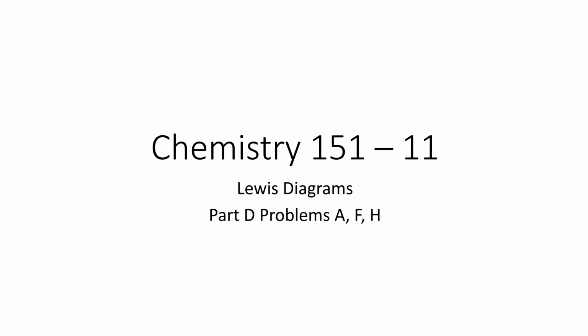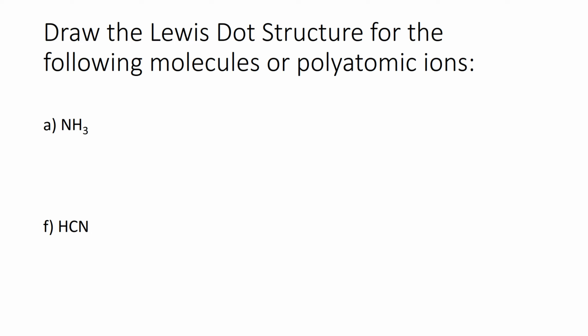We're going to be going over problems A, F, and H in Part D. So the problems read, draw the Lewis dot structure for the following molecules or polyatomic ions. And our first problem is NH3. Let's go ahead and look at a periodic table really quickly.